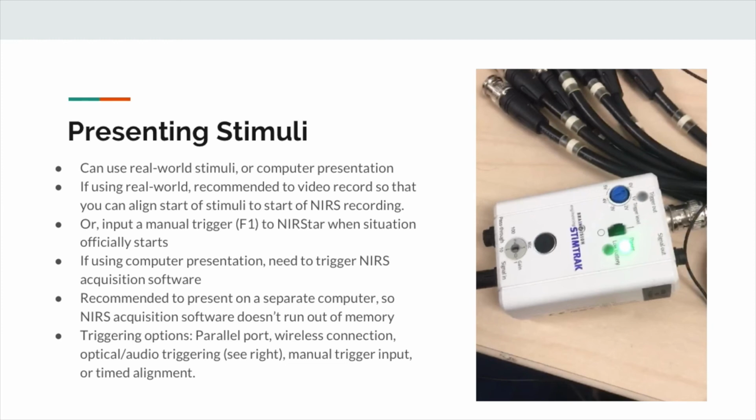In terms of reliability for timing, I think the optical triggering or the parallel port triggering is going to be your most reliable if you care strongly about having very, very accurate timings. I think manual triggering and wireless connection is going to be the least reliable for getting the exact time.